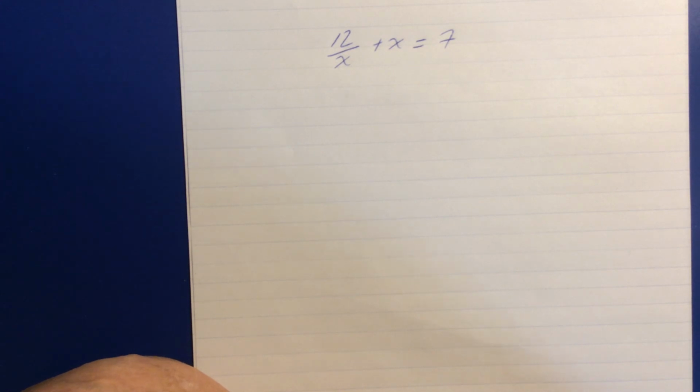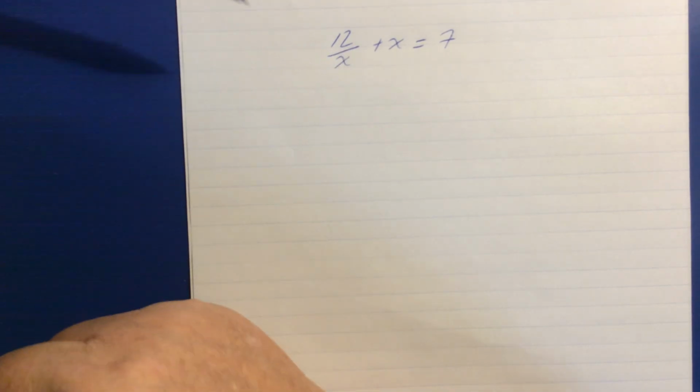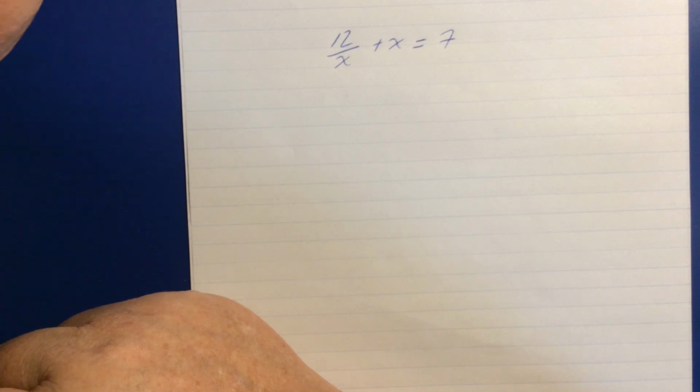And this is the sort of thing that really baffles people. What do I do about the fact that there are two x's here? And worse, one of those x's is in this position. Well, the solution is pretty simple.